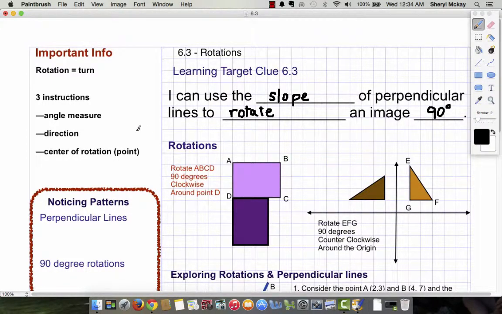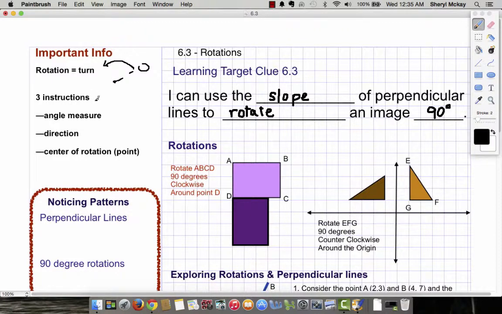Let's take care of a few pieces of information. First of all, a rotation equals a turn, okay? It's taking an object or an image and turning it around a point and moving it in a circular motion, all right? So it's a turn. We take this object out here and we rotate it, we move it around a circle, all right? Here's our center point. So that's important to know and understand.